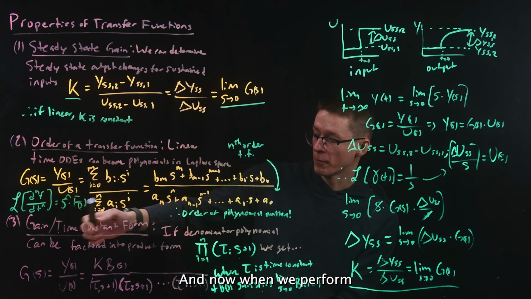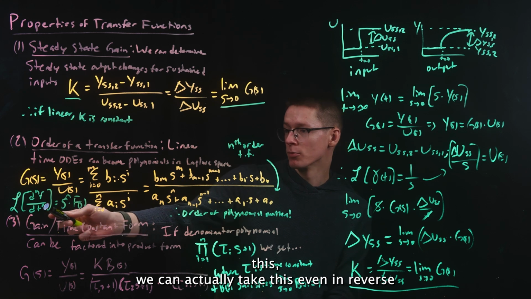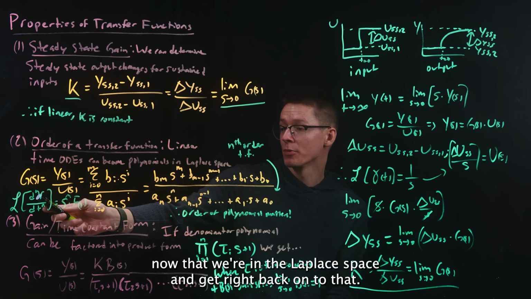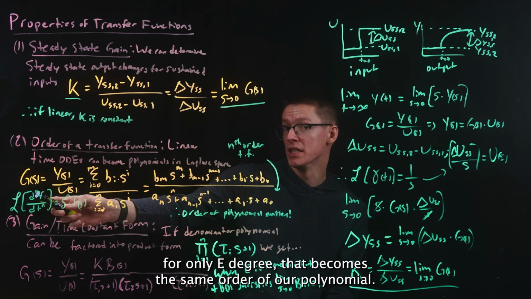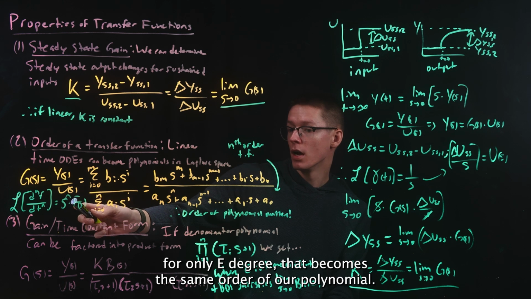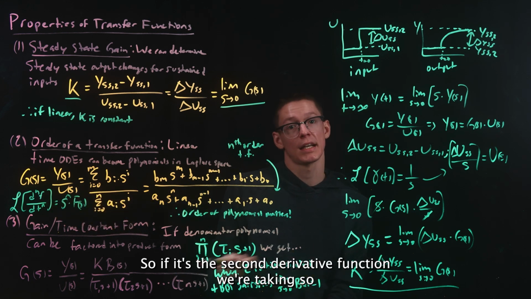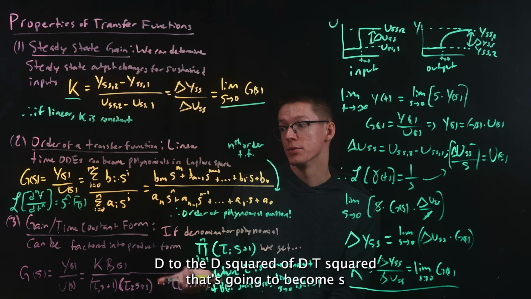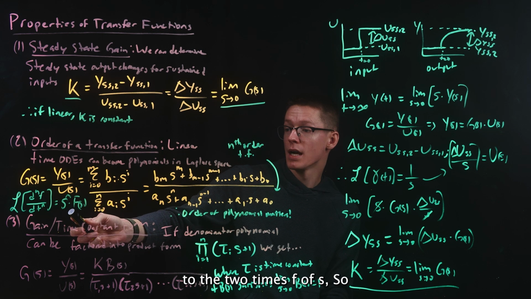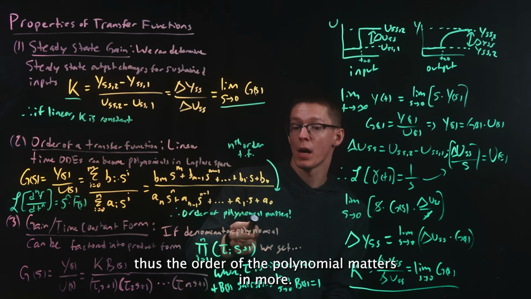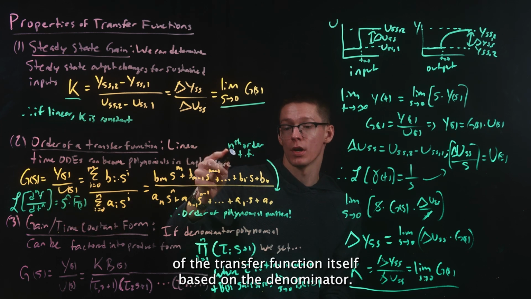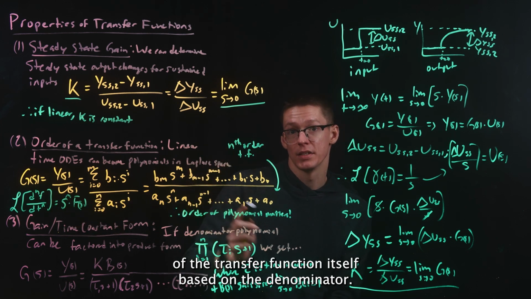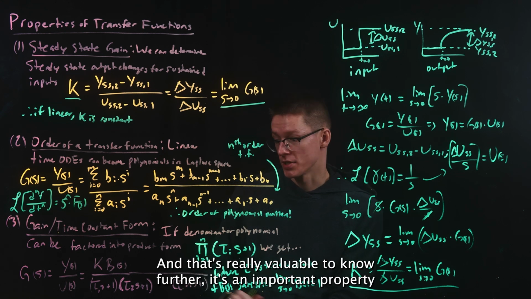Now when we perform this, we can actually take this in reverse, now that we're in the Laplace space, and get right back. But what we see is that the relative number n for its ODE degree becomes the same order of our polynomial. So if it's the second derivative, d squared f over dt squared, that becomes s^2 times F(s). Thus the order of the polynomial matters, and more, we're relating here the order n, which is the order of the transfer function itself, based on the denominator. And that's really valuable to know.